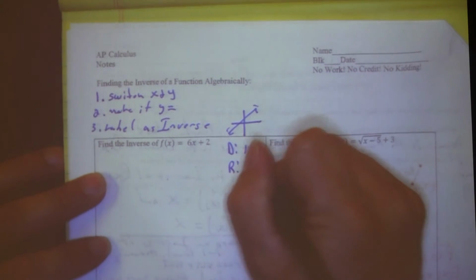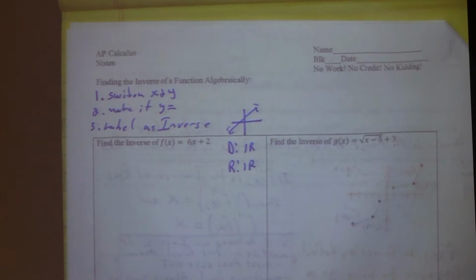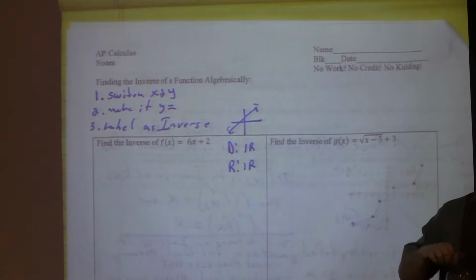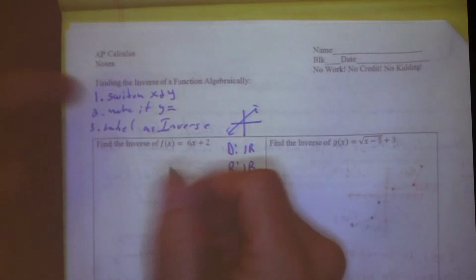All real numbers and all real numbers. Okay, I can plug in any x that I want, right? And I'll always get any y. Good? Alright, so let's find its inverse. What do I do first, now that I know it has one?